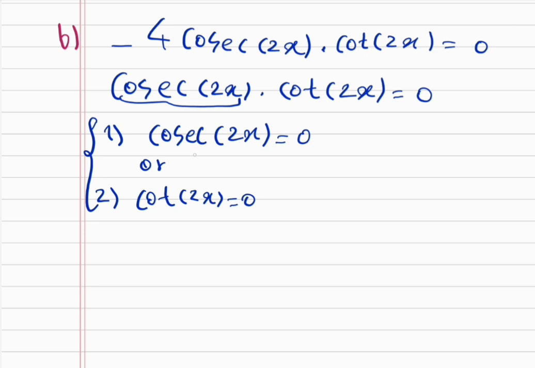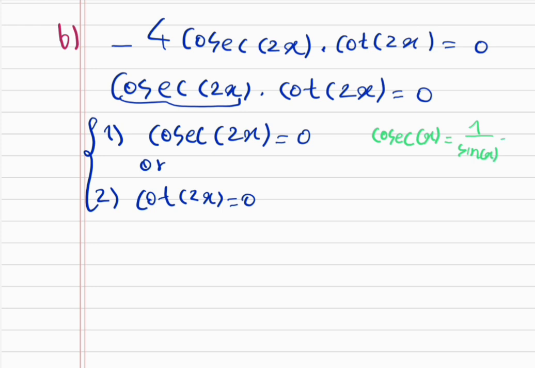So the first equation, cosec 2x is equal to 0. So there is a big problem with this one, because what is cosec? First of all, let me show you here something. So cosec x, for example, is equal to 1 over sine x, right?